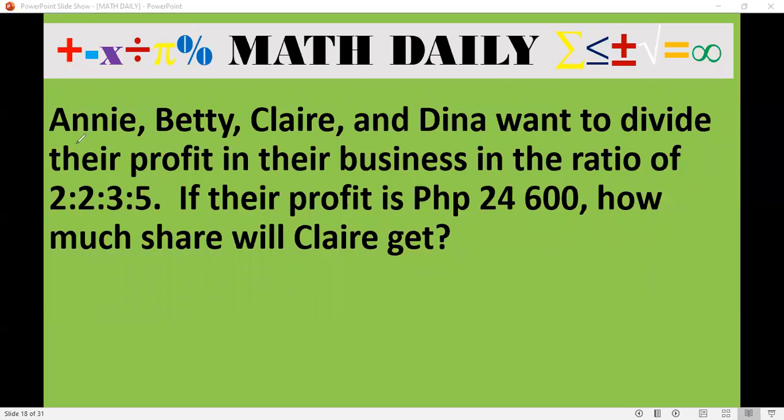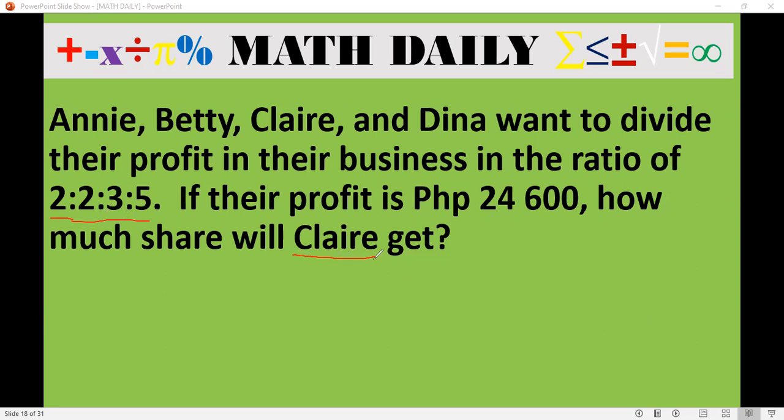Annie, Betty, Claire, and Dina want to divide their profit in their business in the ratio of 2:3:5. If their profit is 24,600 pesos, how much share will Claire get?